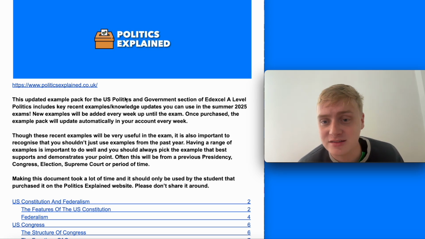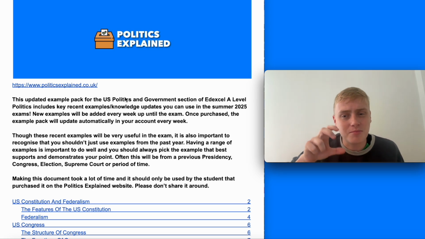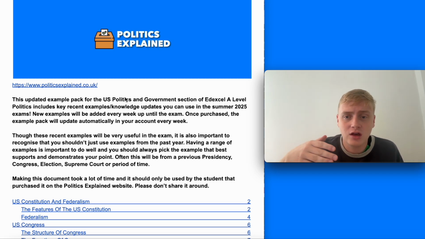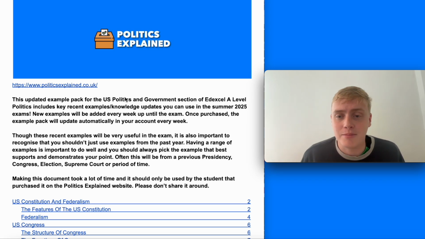There's 35 pages in total. So the ones we're going to have a look at are some of the most important ones, some really key ones. There's loads of other really important ones that you can use in your exam as well.